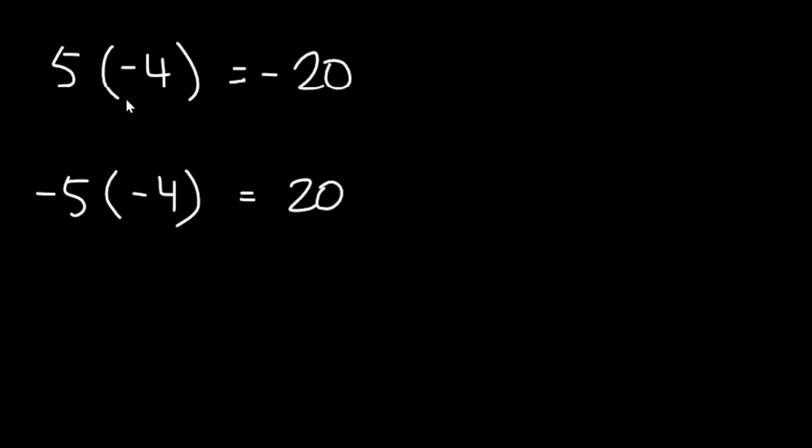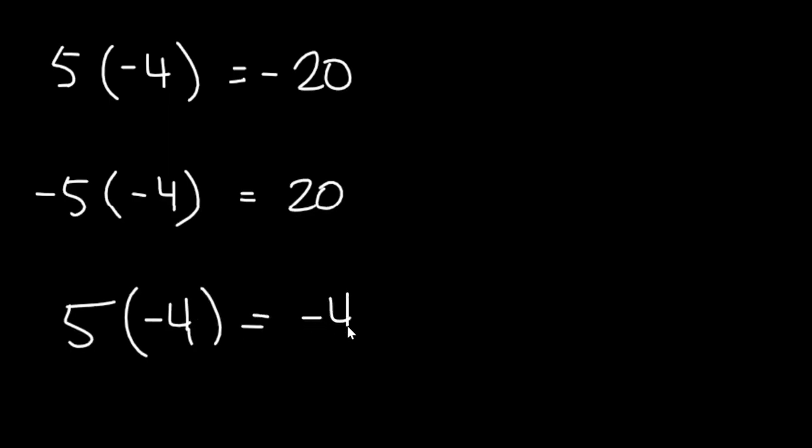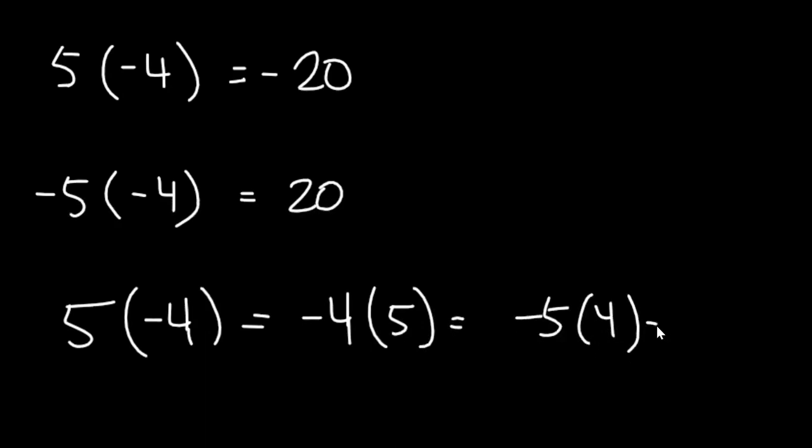Multiplication is also commutative, just like addition. So 5 times negative 4 is equal to negative 4 times 5. Which is also equal to, this isn't the commutative property anymore, but this is also equal to negative 5 times 4, which is also equal to 4 times negative 5.